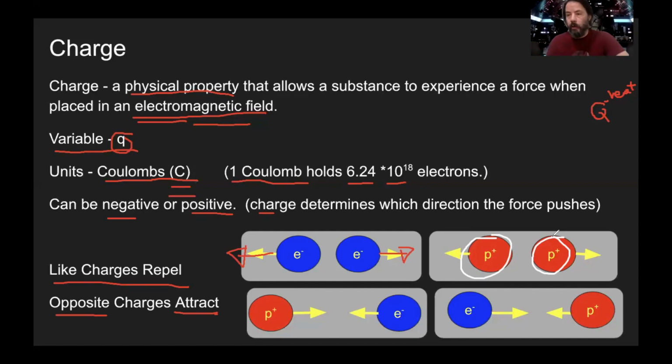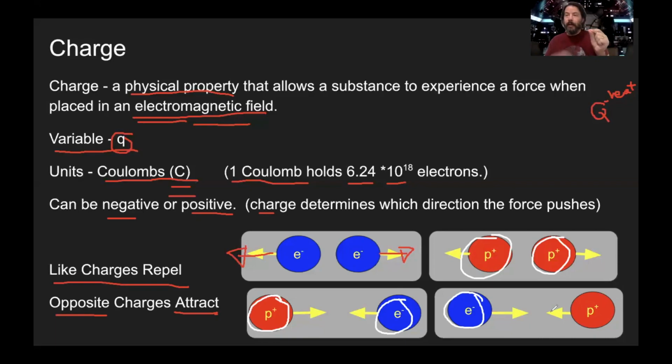Now, let's do some opposites. A proton and an electron: opposites attract. I take those 2 objects and let them go, and they're going to move towards the center of charge, towards each other. Now I switch them around. It doesn't matter which side which one's on. They're both going to attract to each other.